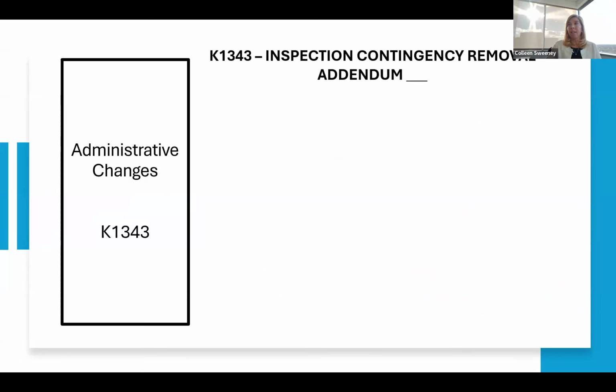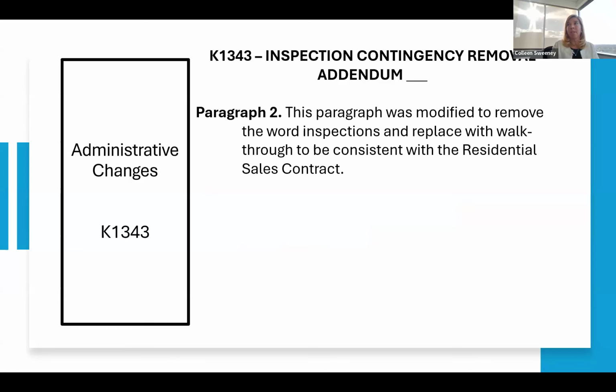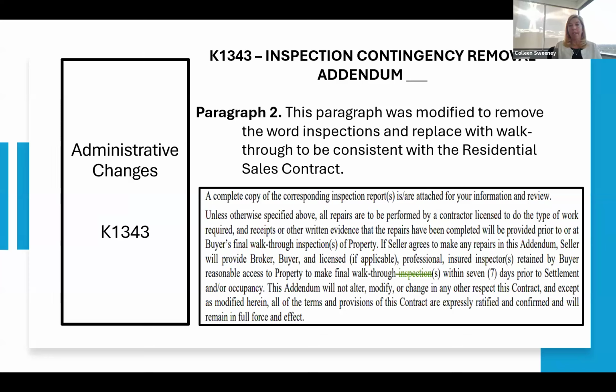All right, and then the second administrative change is the inspection contingency removal addendum, and then you can obviously fill in whatever number. Paragraph 2 was modified to remove the word inspection and replace it with walkthrough, to be consistent again with the residential sales contract. And so towards the bottom, third line up, you'll see it's a red line version there. So inspections was struck through and final walkthrough was added.